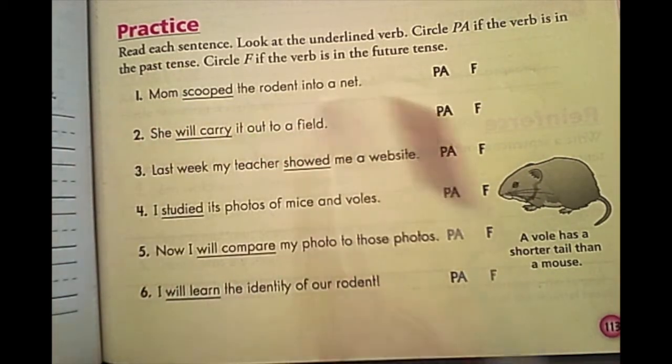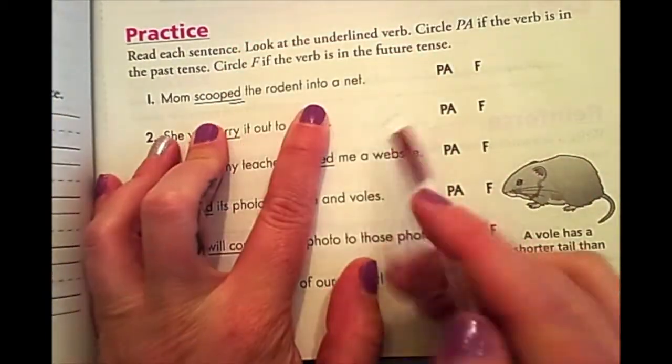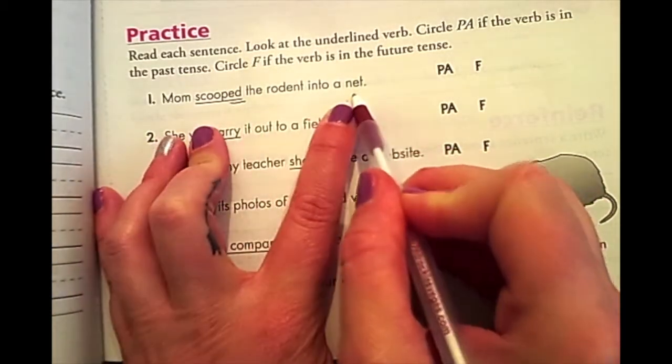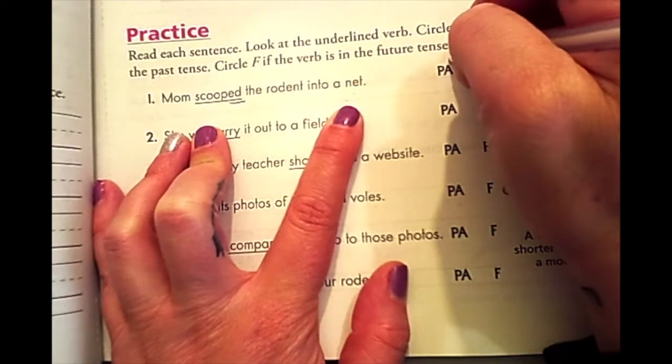Mom scooped the rodent into a nest. Okay, so there's an ed here. It happened in the past. She did it the other day. She scooped the rodent into a net. I would have a hard time with that. I'd probably scream, but it happened in the past.